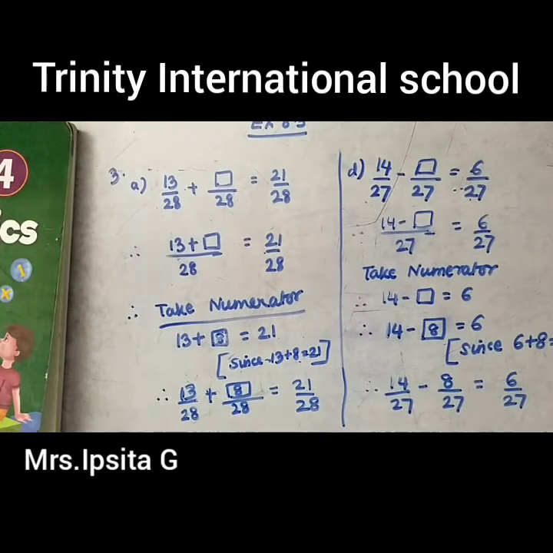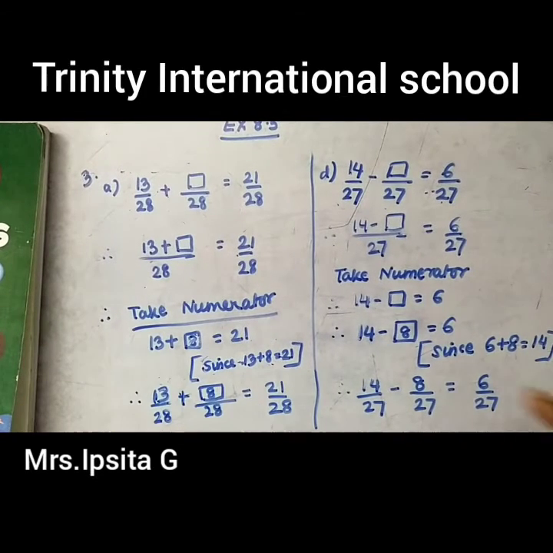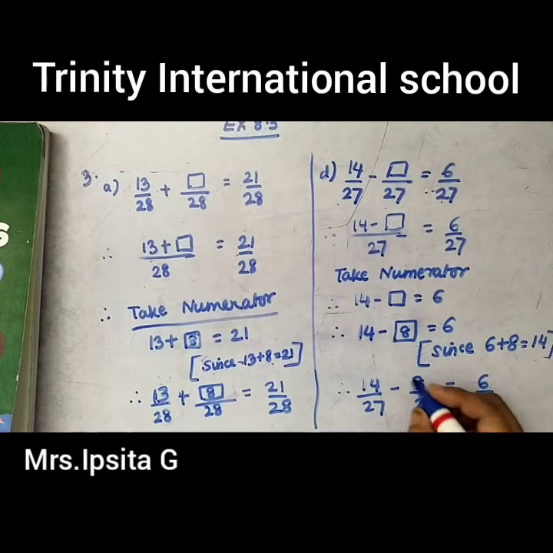Now see, again we have to go for, since 6 plus 8 already I have shown you how we got 8, so you have to write that. So again in the box you need to write 8. Okay, so this is how you have to go for the D question.